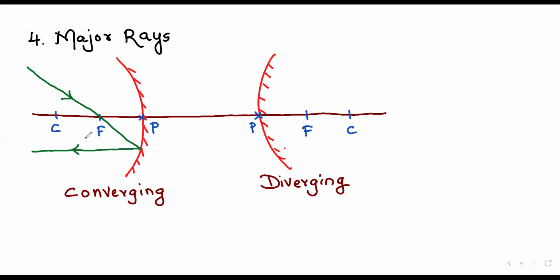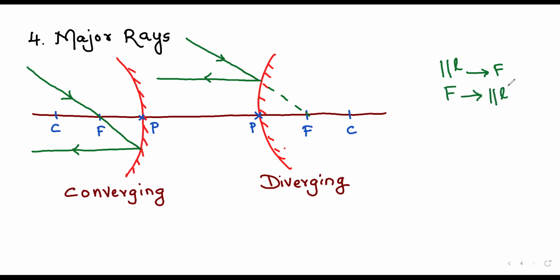Now, in the same way, if the ray is falling through the focus, the virtual focus for a convex mirror, it will go parallel after reflection. So the first ray is: if it is falling parallel, it will go through the focus. But if it is falling through the focus, after reflection, it will go parallel. Now let's see the next ray.